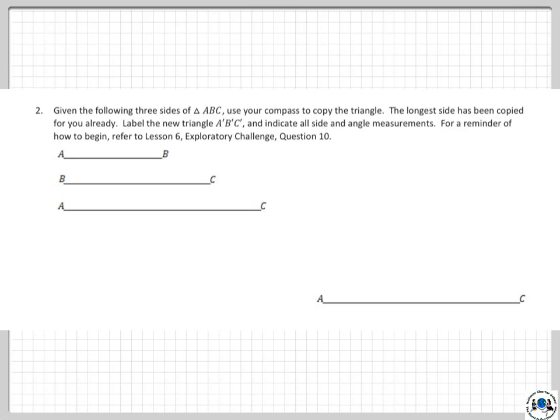So it says here, given the following three sides of triangle ABC, use your compass to copy the triangle, all right? And actually, we're going to use the compasses, right? The longest side has been copied for you already. That is the longest side there. Label the new triangle A prime, B prime, C prime, and indicate all side and angle measurements. It says as a reminder of how to begin, refer to lesson 6, exploratory challenge, question 10.